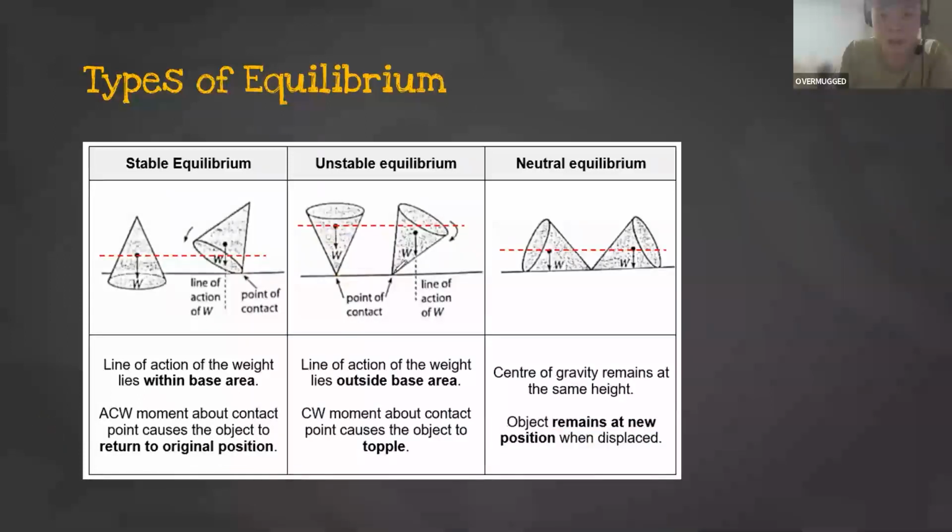So over here, this is the pivot, right? You can see that this line of action of the weight will cause a clockwise moment. That's why your cone will topple clockwise. Okay, hopefully I answered your question.